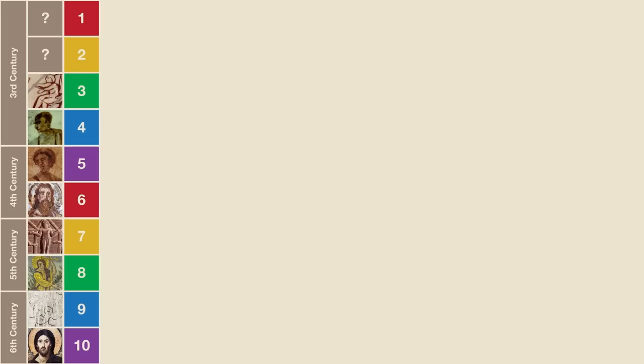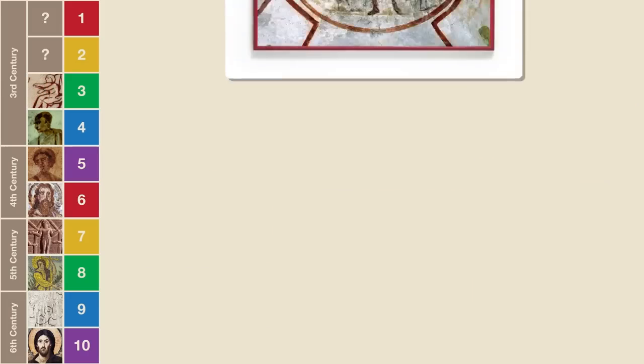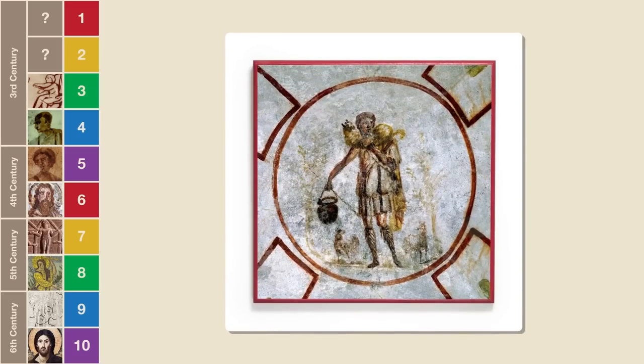Moving on to number 2, which is this image that comes from the Catacomb of Calixtus and dates to around 250 CE. Here, Jesus is once again depicted as being the Good Shepherd, and this time he's wearing a short tunic, the kind a shepherd at that time would have worn.